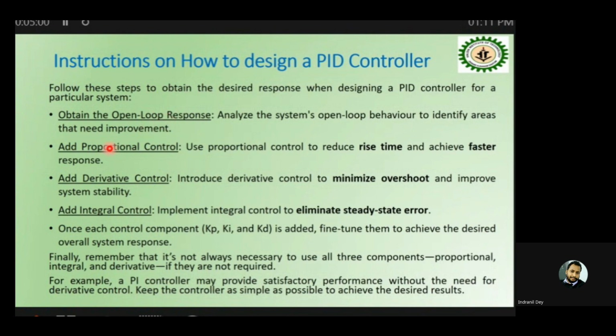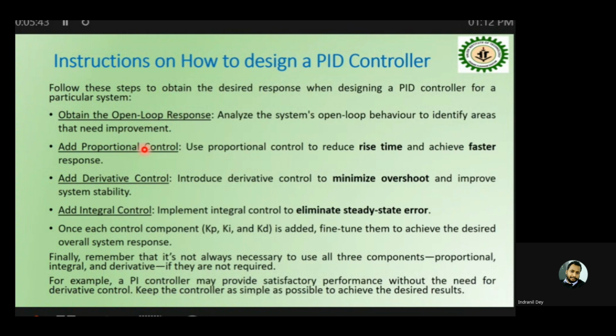Next, you add one controller. Initially, we'll add the proportional controller first. If we use a proportional controller in the closed loop with the process, first thing it will do is reduce the rise time, so that means the response will become faster. Next, there are some drawbacks for the proportional controller: it cannot minimize the offset, the steady state error. So to overcome that, we have to add some other control action also.